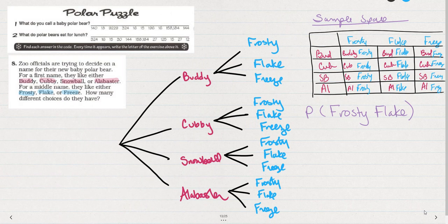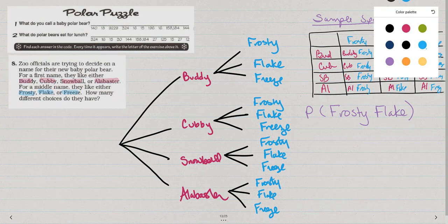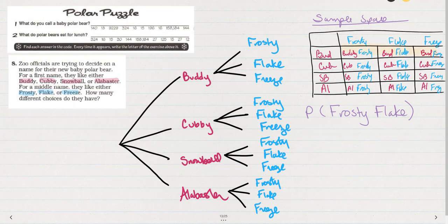And then here's an interesting question. What's the probability that his name is Frosty Flake? Well, when I look at the sample points, here they all are. When I look at this list of all the possibilities, none of them are Frosty Flake. There are some that have a Frosty or have a Flake. So we could say that 67% of the names have either Frosty or Flake. But how many of those names have both Frosty and Flake?